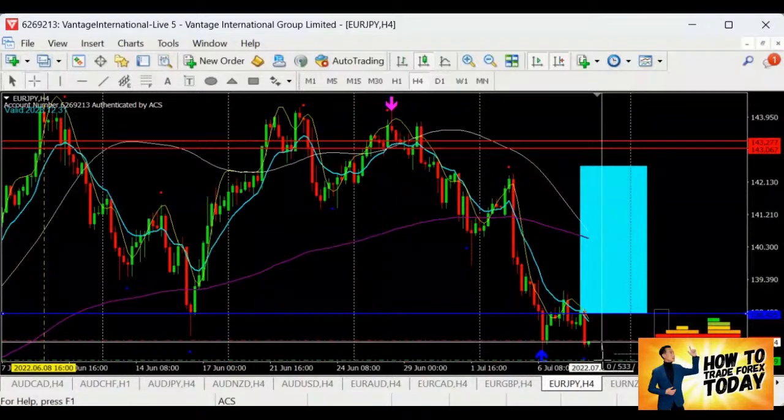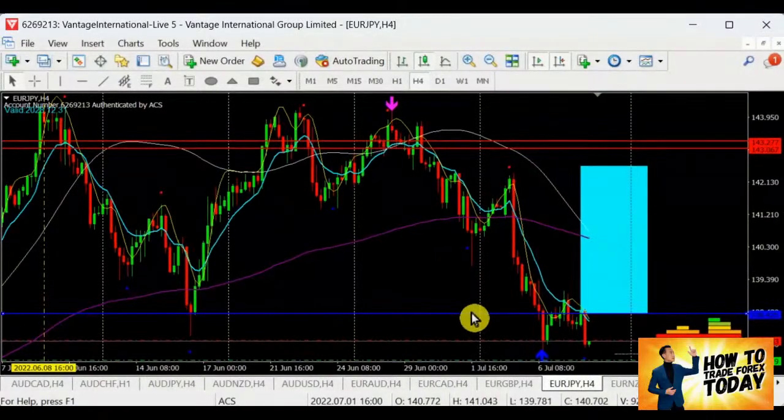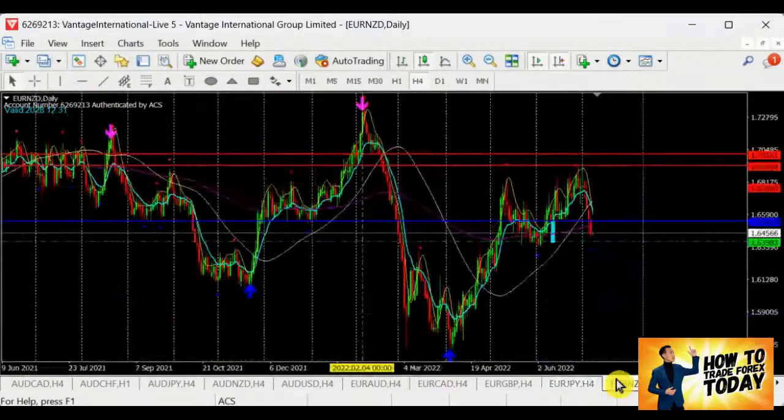So for here, we have about 50 pips. Yes, okay. So in this case, we may have a good chance that we can continue the selling. All right, so euro yen, I'm going to put this into my watch list. Now the next thing to go is euro kiwi.